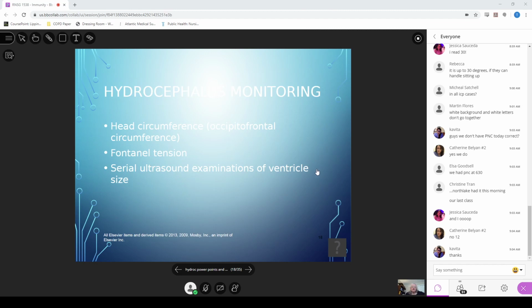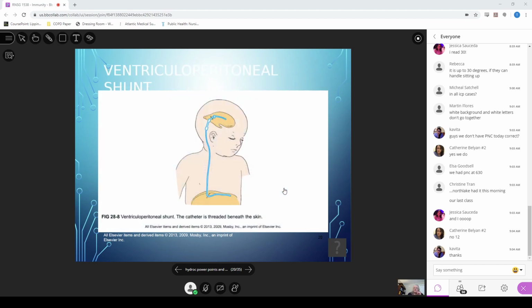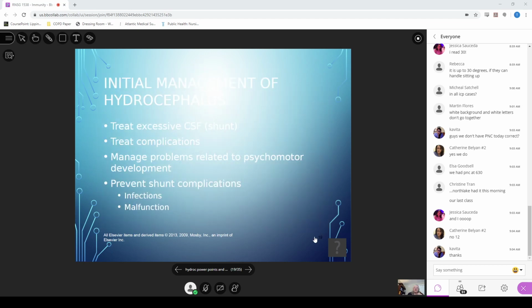So we want to monitor their head circumference, fontanelle tension, how firm is that fontanelle, and ultrasounds of the ventricle, how much those ventricles of the brain are increasing. The number one treatment is ventricular peritoneal shunting. So we have to relieve the pressure on the brain. We've got to get rid of that extra fluid. So we put in a shunt.